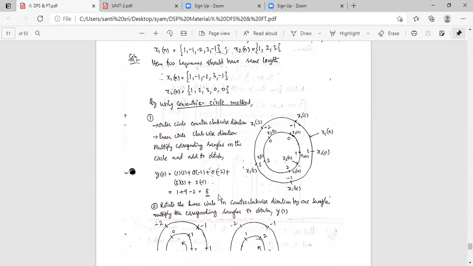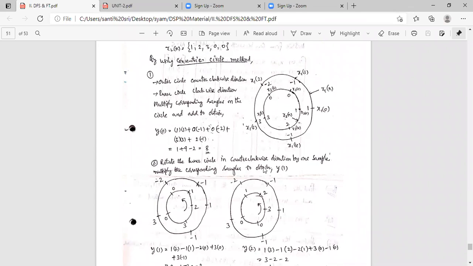Next, the second point is to rotate the inner circle in counterclockwise direction by one sample. Counterclockwise means anti-clockwise direction. Rotate this inner circle by only one sample, so that we get y of 1. So 1 will be shifted to here, 0 will be shifted to here, 0 to here, 3 to here, and 2 to here. Like this, it will be rotated in anti-clockwise direction by one sample.